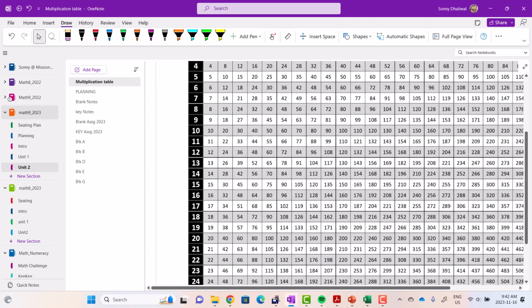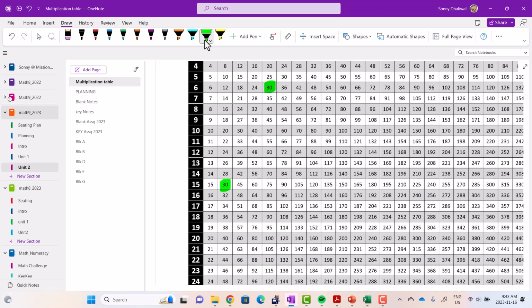Max 30. Look across 15. We got 30 here. Look across 6. We got 30 there. So our common denominator is going to be 30. All right? All right, so go back to our notes.